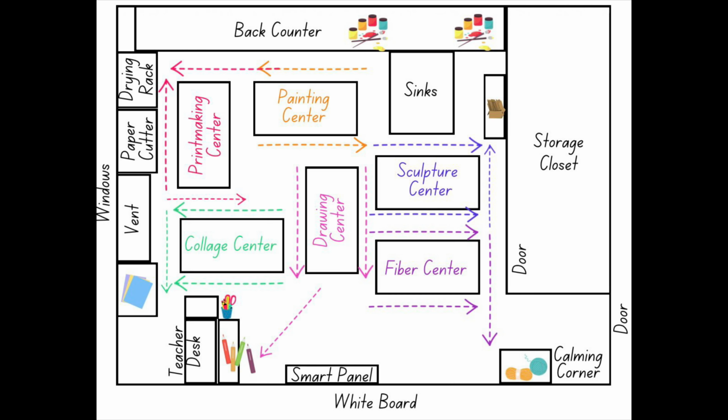But as you can see, I have these arrows that designate a traffic pattern for how students could get to the sinks and the back counter to get their painting supplies and also bring their artwork to the drying rack when they're done. Now, my painting center is also linked with the printmaking center because you need a lot of the same materials for those two centers. So that's why I put them right next to each other. And the traffic flow goes between those two tables.